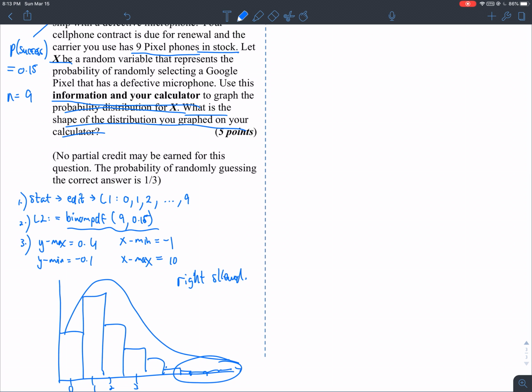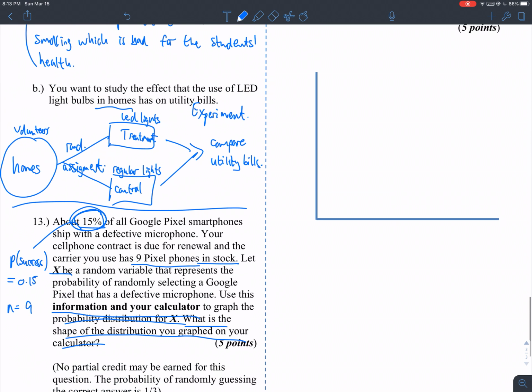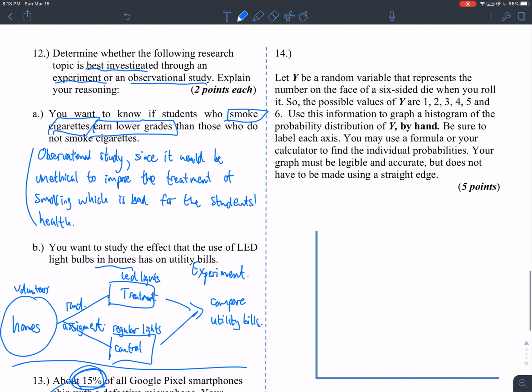There is a tutorial of how to do this on your calculator on Schoology. I'll let you go look at that. I'm pretty sure. If there isn't, I'll make one, but I'm pretty sure there's one. All right.